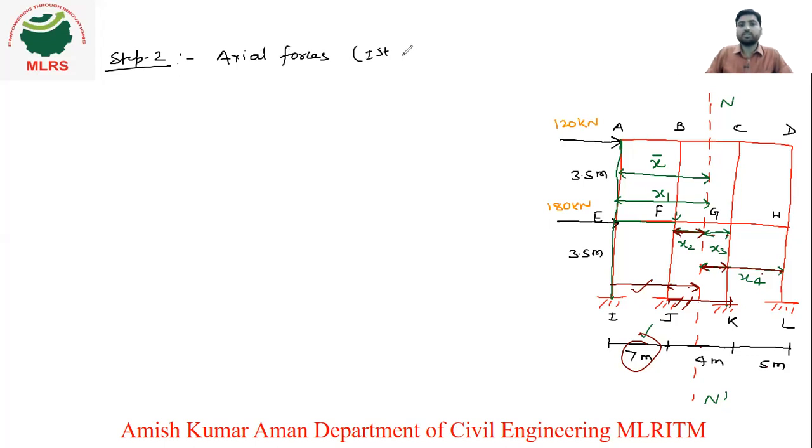First we will go for the first story, right? So let us consider the axial force in column EI. Because we are going for the first story, we will take EI, FJ, GK and HL. The axial force in EI is equal to V1. Let's consider it as V.